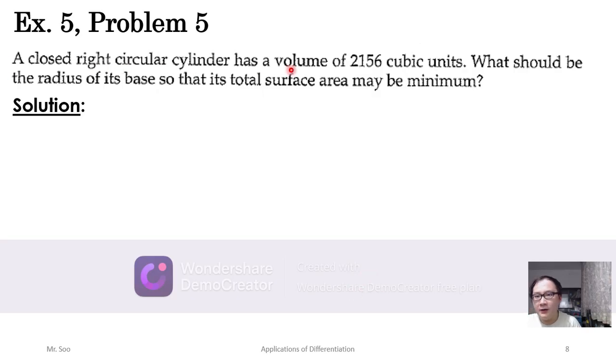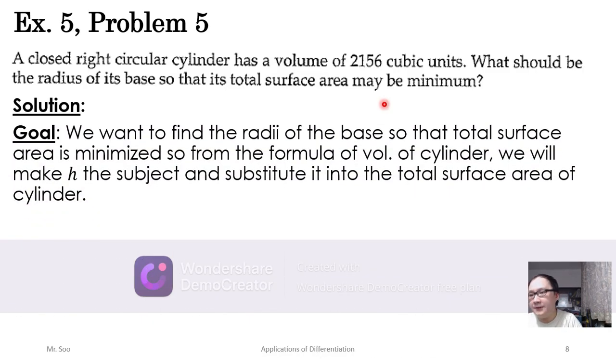Last problem. A closed right circular cylinder has a volume of 2,156 cubic units. What should be the radius of its base so that its total surface area may be minimum? So here you need to recall two formulas. First, the volume of a cylinder. Second, the total surface area, or TSA, of a closed cylinder.